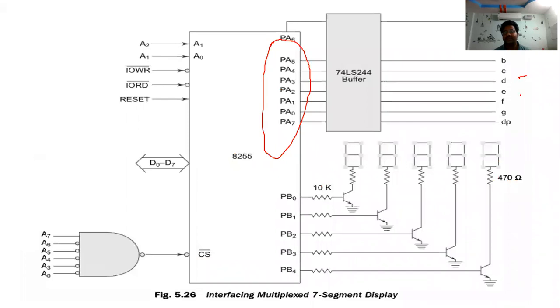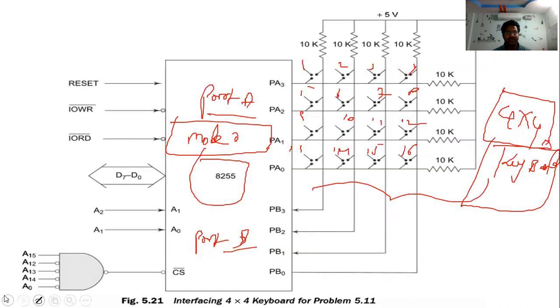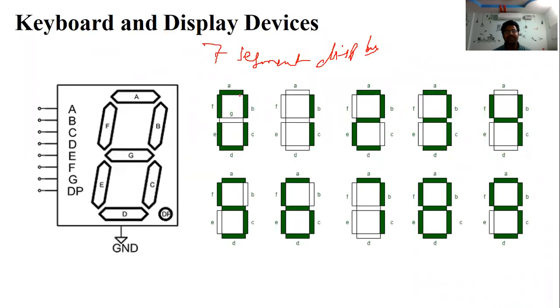So we have 7 segments. 7 segments means 7 LEDs. It glows each and every LED. Yes, these are the 7 segments. Count this one: 1, 2, 3, 4, 5, 6, 7. Each segment is one LED. So you see, 7 connections are required to turn the LEDs on or off.